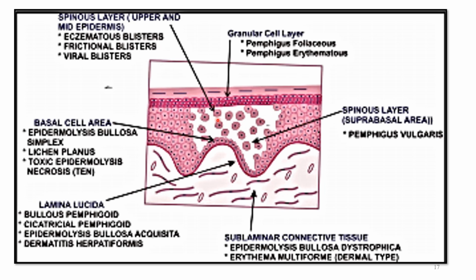If we see the uppermost part of the spinous layer, generally the frictional blisters or viral blisters are formed in this area. And if we see the granular cell layer, that is above the spinous layer, if the blister formation happens, we can see the involvement of Pemphigus foliaceus and erythematosus.